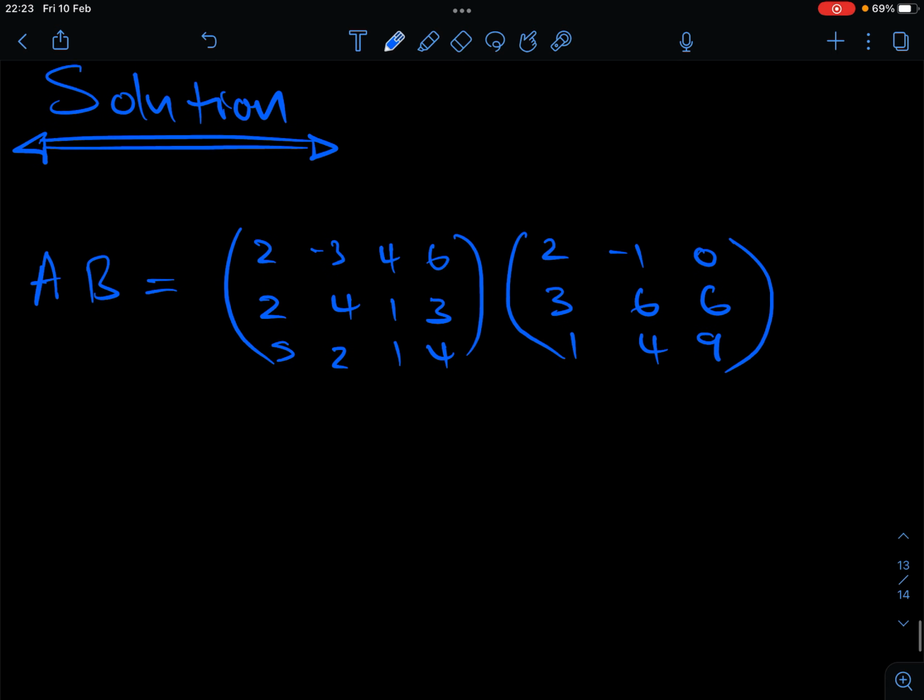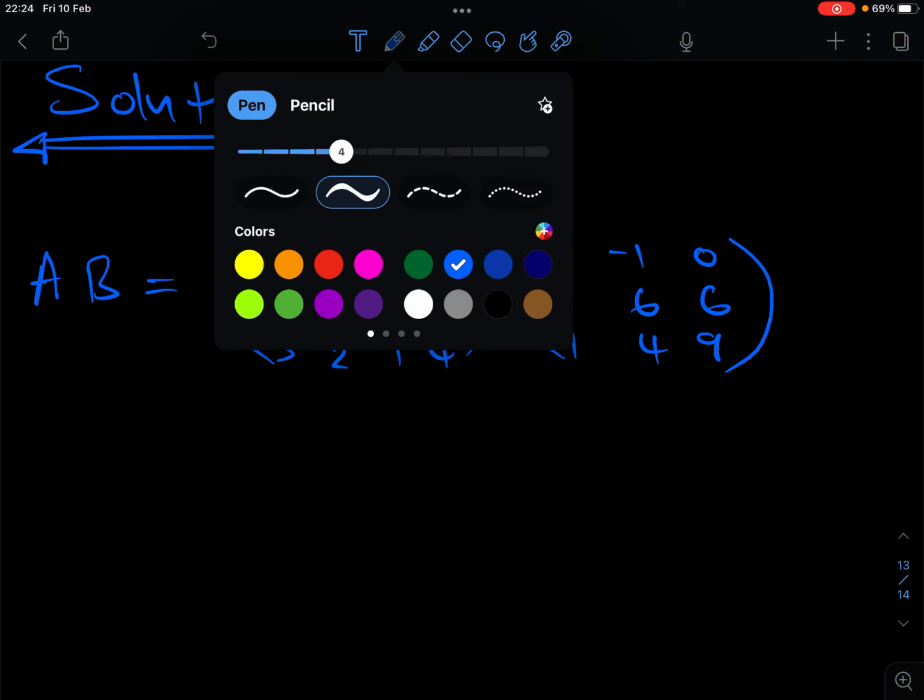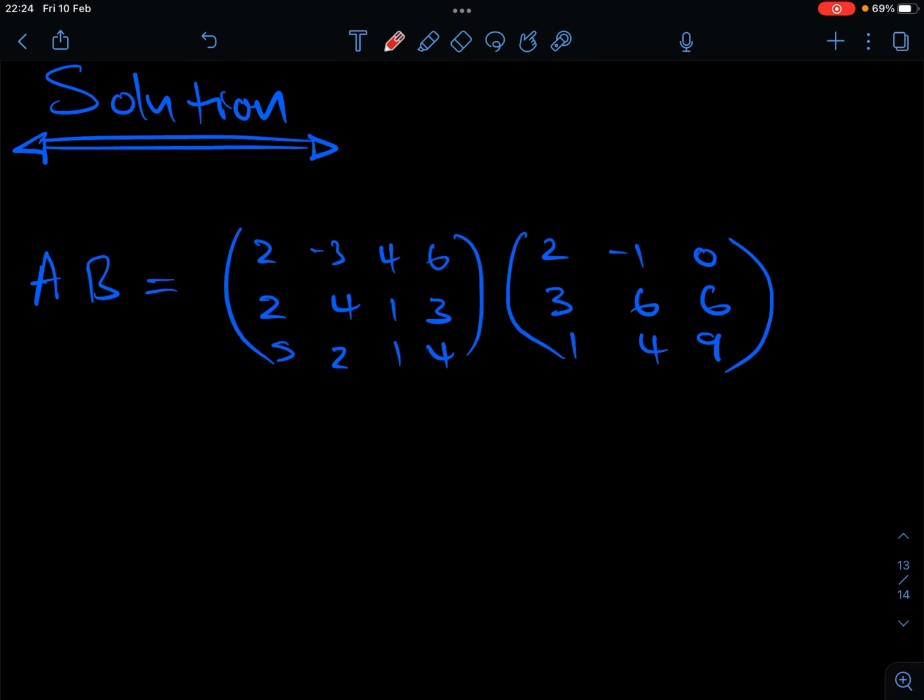Every time they give you two matrices and say multiply them, one of the things I suggest, especially if you are new to this multiplication, is to first write down the orders of the matrices next to each other. I'll write down the order of the first matrix. It's a 3 by 4 matrix. So we say 3 by 4. Then next to it, I write the order of the other matrix.